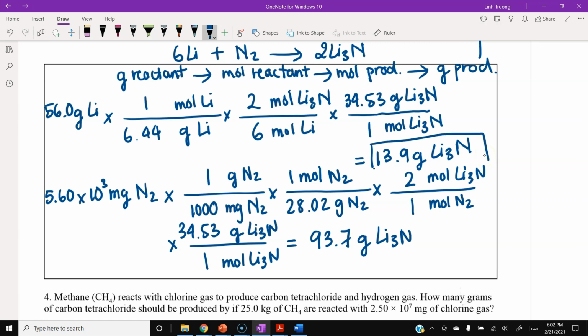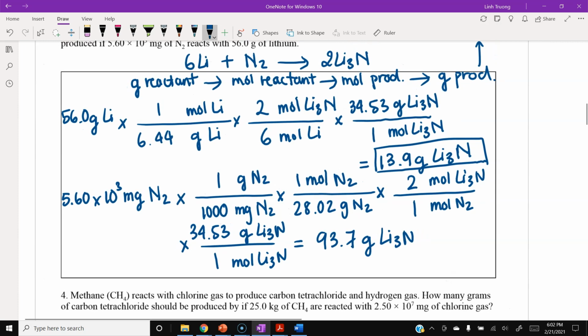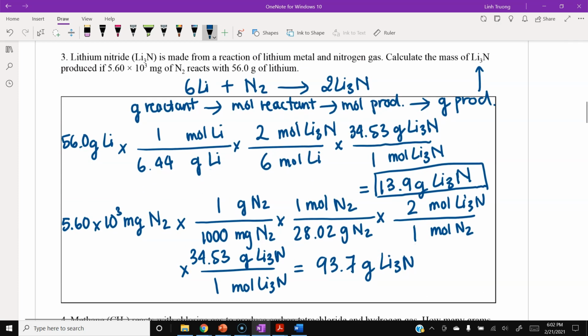So I'm going to box this here to indicate that that's my final number. Whenever you encounter this kind of question where it asks you to calculate the mass of a product and you have to do 2 different calculations, just keep in mind that you have to choose the correct number at the end, because there's only 1 correct answer, and that's the smaller one.